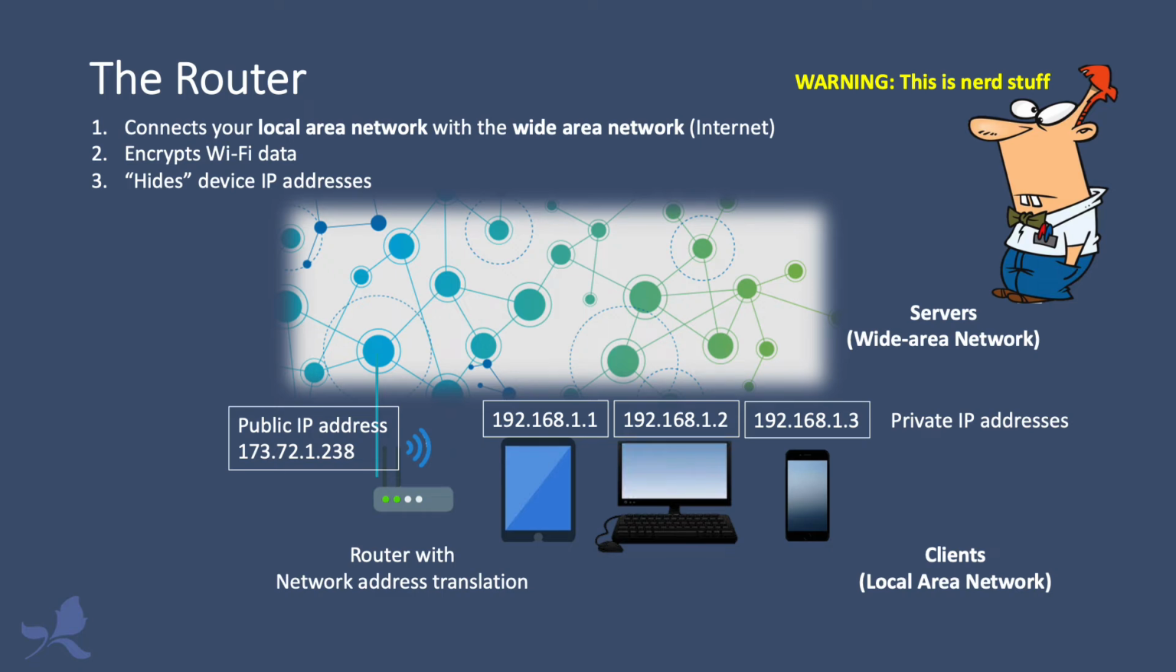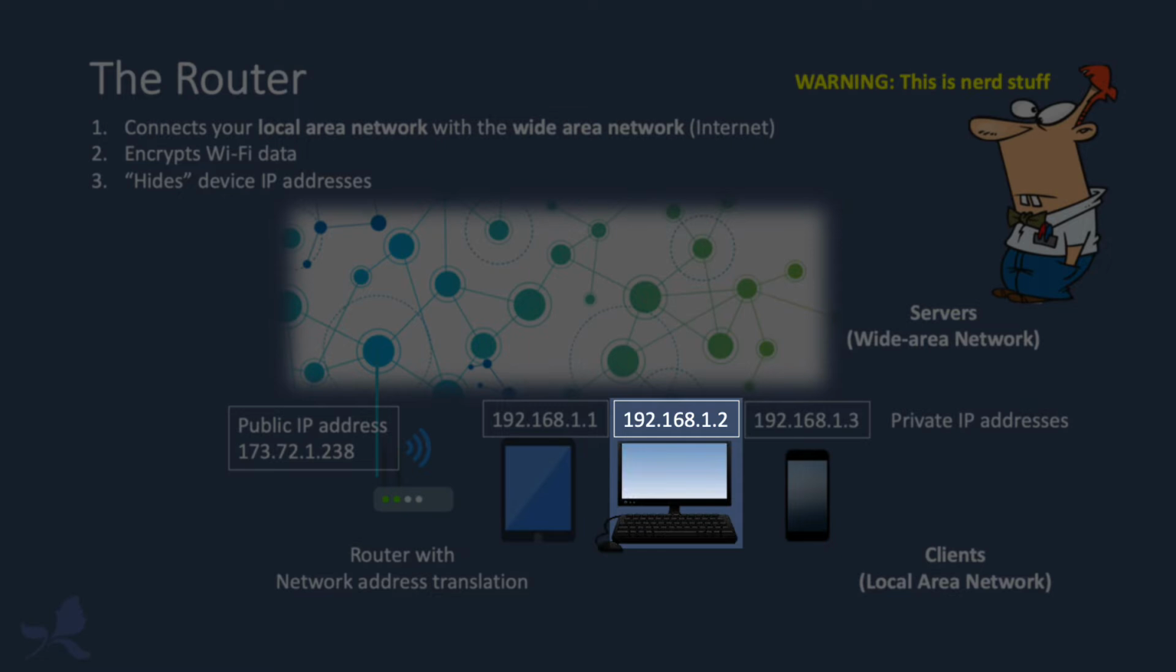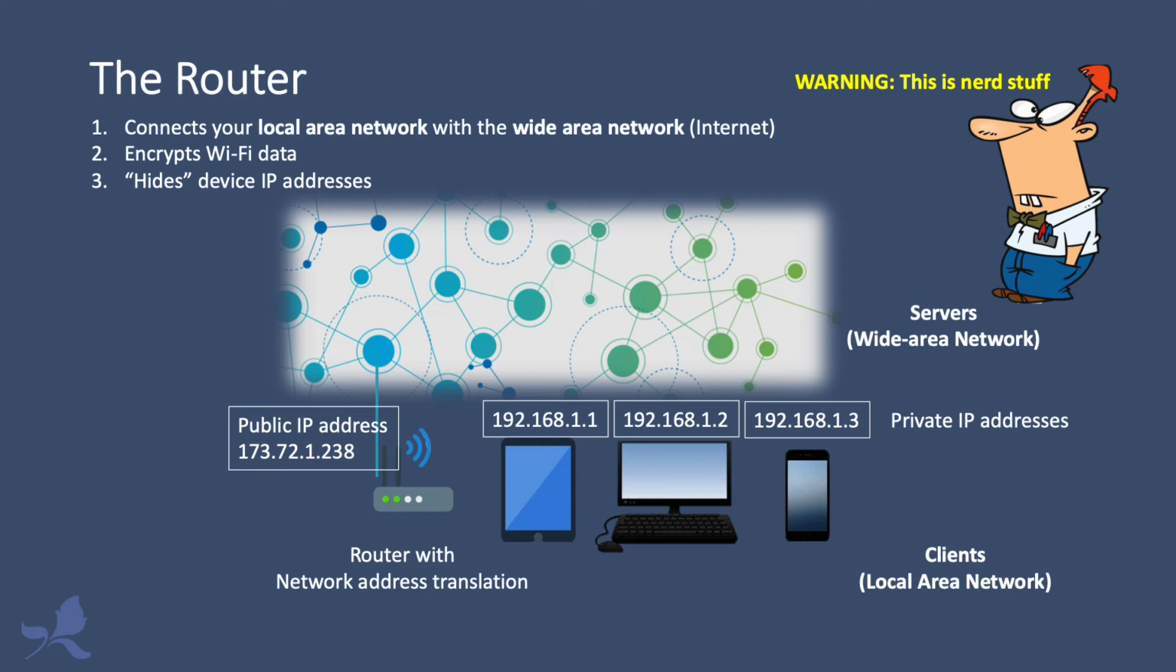When the web page you requested returns to your router, the router looks up the address it assigned to the device that made the request, in this case, your laptop, and it changes the IP address to 192.168.1.2, and the web page appears. This is called network address translation. There's a bit more to this process, but my point is that your router prevents users outside of your local area network from hacking into your device.